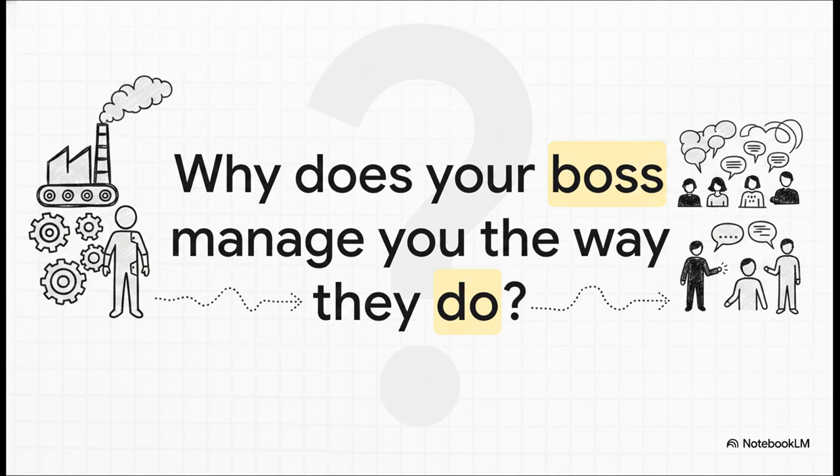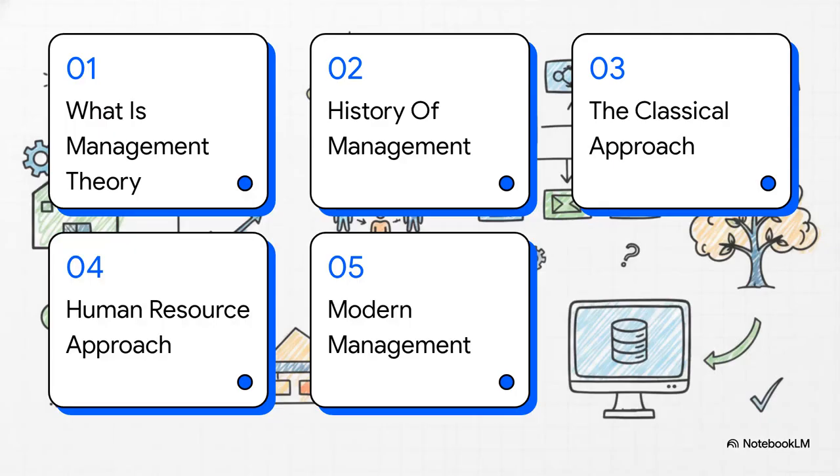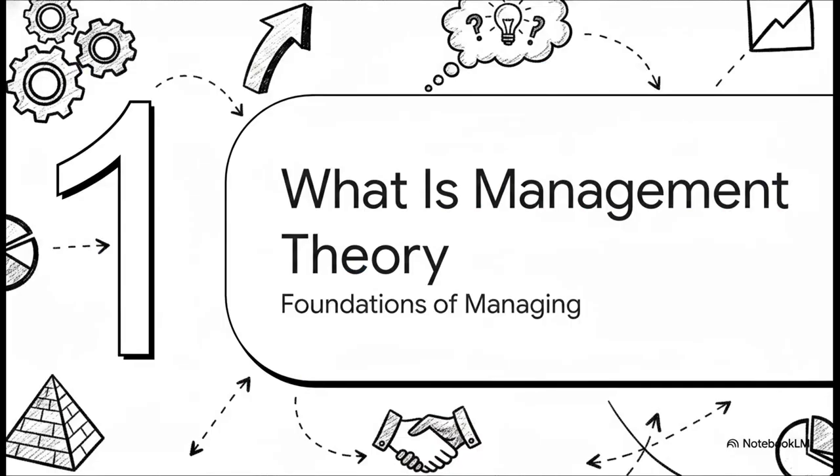The way you are managed today is definitely not an accident. It's the direct result of distinct historical shifts in how leaders have viewed work and workers over the centuries. Here's our roadmap for today. We'll be looking at what is management theory, history of managing people, the classical approach, the human resource approach, and finally, math and modern management. Okay, let's jump into section 1.